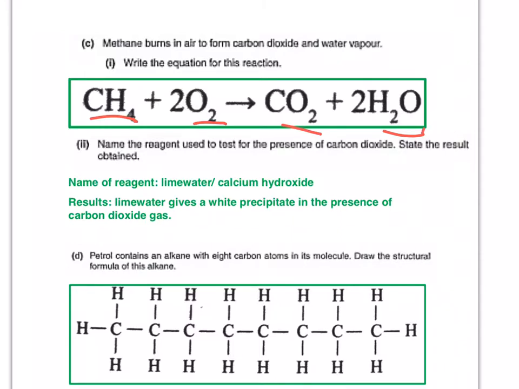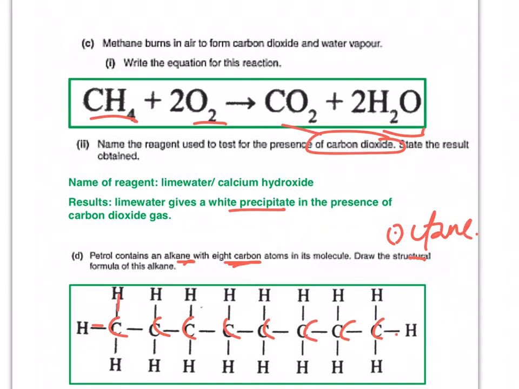Next part, asking you to name the reagent to test for the presence of carbon dioxide. You either bubble or pass the gas into lime water, which is calcium hydroxide. And if carbon dioxide is present, a white precipitate is formed. Last part D asks to draw an alkane with 8 carbons. Just make sure you have the 8 carbons. This is actually octane. Check that every carbon has 4 bonds. And there you go.